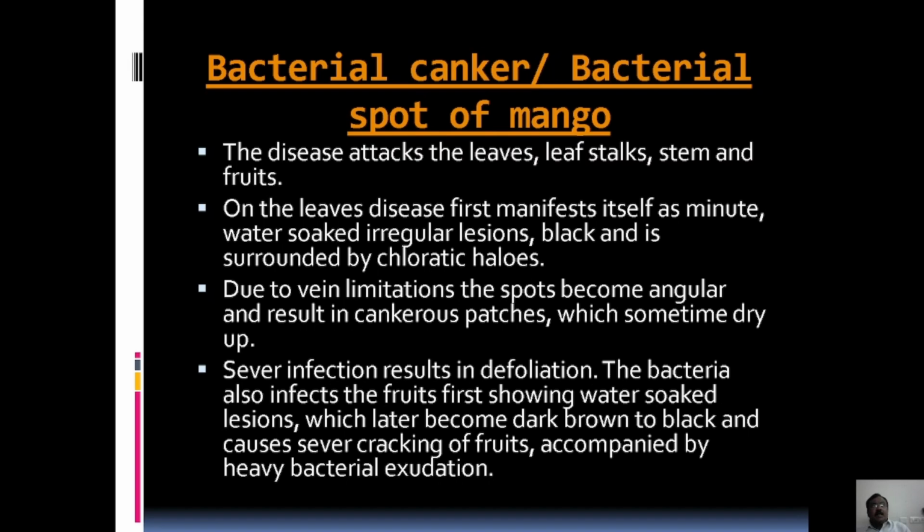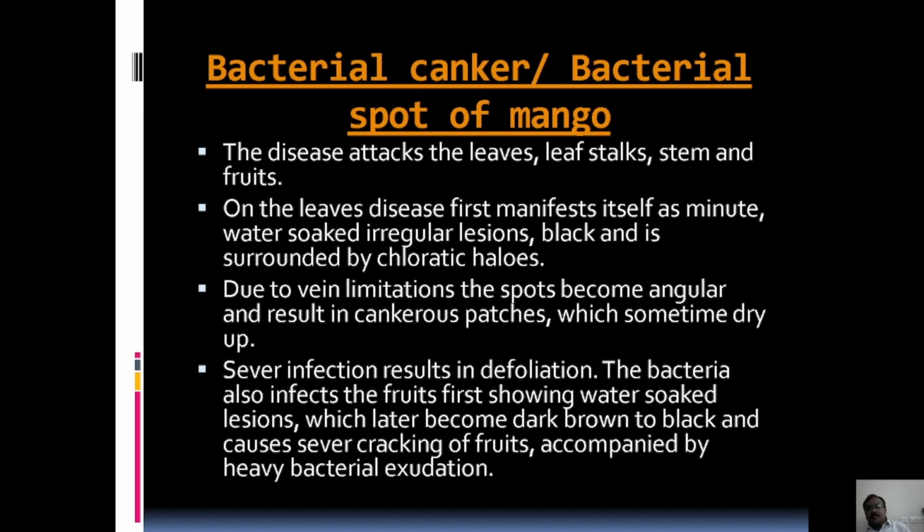The bacterial canker or bacterial spot of mango. This also appears on the leaf, but it is very difficult to differentiate the infection of anthracnose from that of the bacterial spot. Anthracnose produces irregular circular spots that occur at any point, while the bacteria establish water-soaked symptoms as well as necrotic spots restricted by the veins and veinlets, surrounded by a yellow halo. By this we can differentiate the anthracnose infection from that of the bacterial spot.